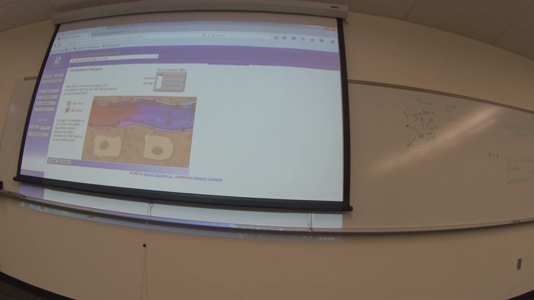So if I lower the amount of salt in the body, like this here, I remove salt from the ECF, now the cells are going to gain water, so water is going to leave the ECF and enter the ICF. Make sense? So that's the concept. The ECF is changing and the ICF is trying to compensate.